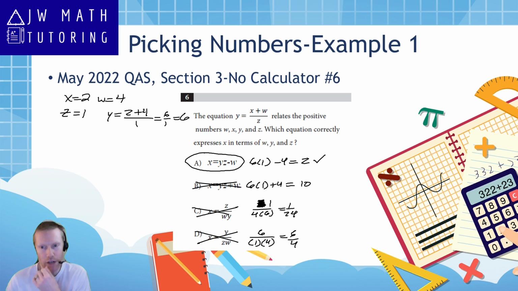Again, the basic strategy is I picked numbers for x, w, and z that were pretty easy to work with. I used those to calculate y, and then once I had x, w, y, and z, I went to the answer choices, plugged those values in, did the basic calculations, and saw which of these equations made sense or was true.